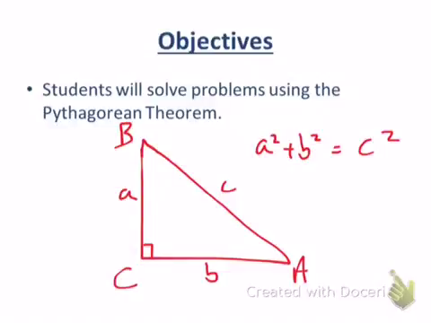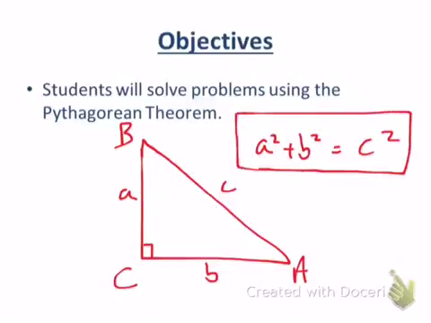The Pythagorean theorem is one of the most important theorems in all of mathematics. It is foundational to the distance formula. It's foundational to a lot of stuff in calculus. It's a huge concept, and it is always true for all right triangles.